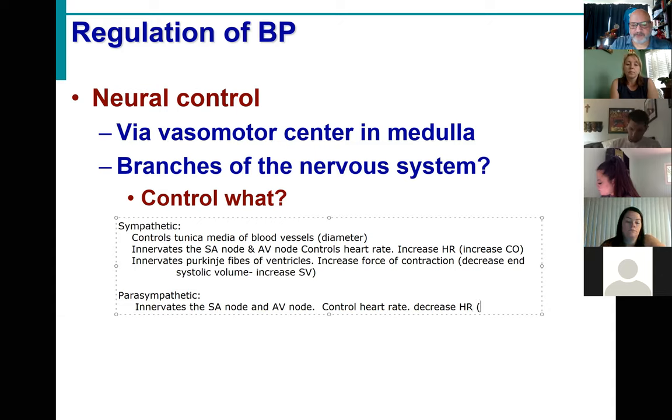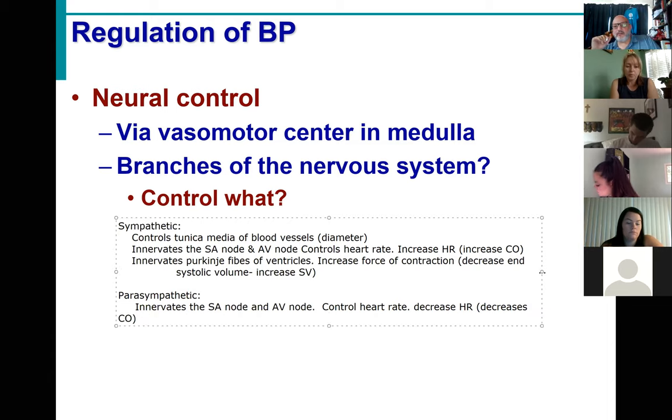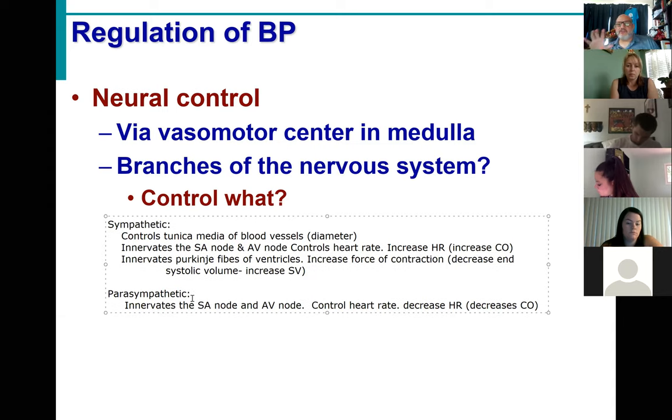And of course, if it decreases heart rate, that decreases our cardiac output. And if it decreases our cardiac output, that is going to lower our blood pressure as well. So notice both our sympathetic and parasympathetic have the ability to influence blood pressure. But which of the two has the much more dramatic control of blood pressure? Sympathetic. Sympathetic has much more direct control of that blood pressure in that fashion.